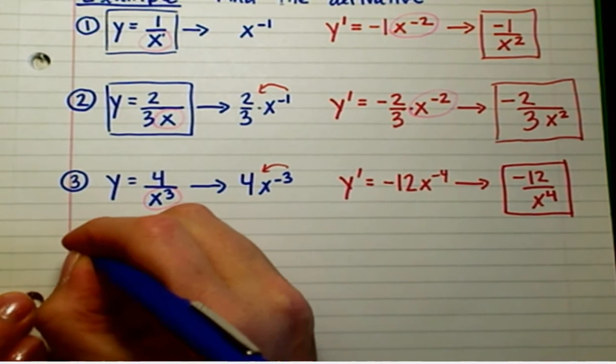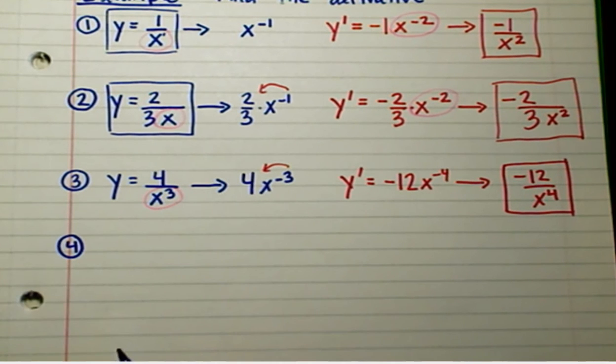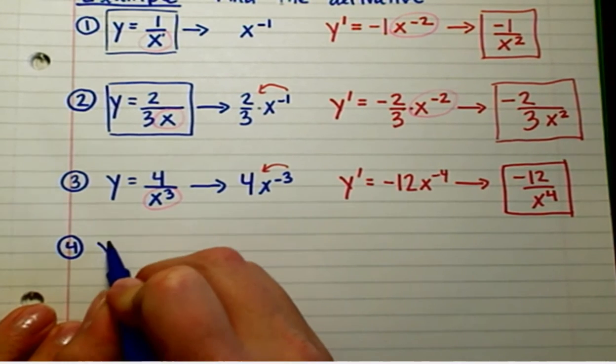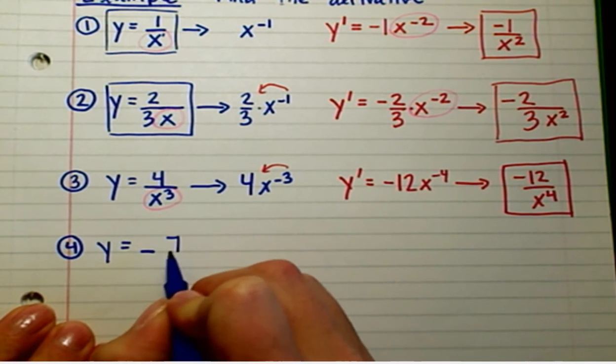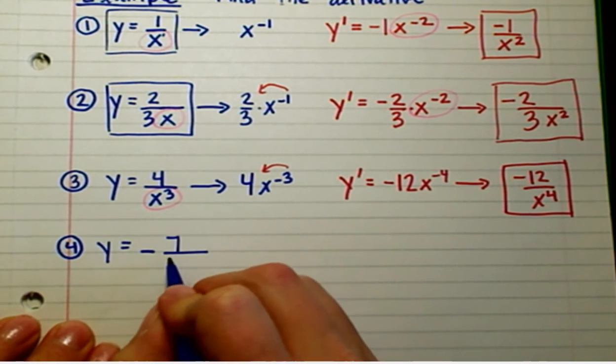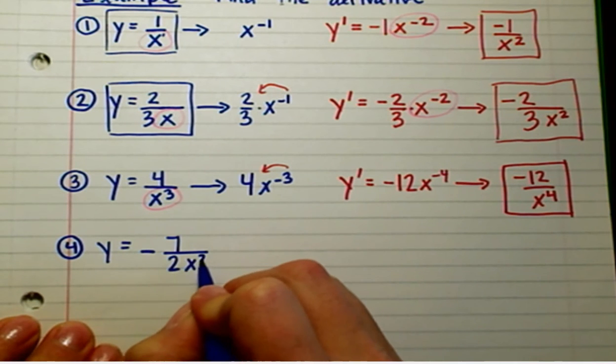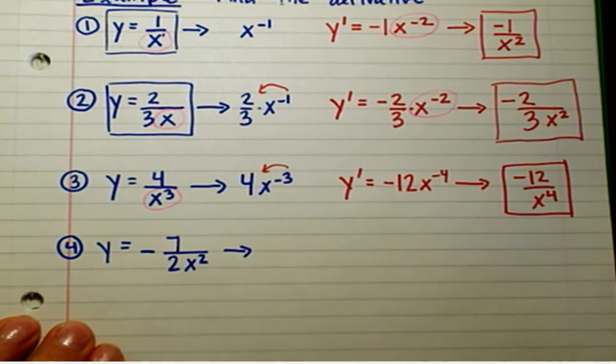Okay, question 4. Y equals negative 7 over 2x squared. Okay.